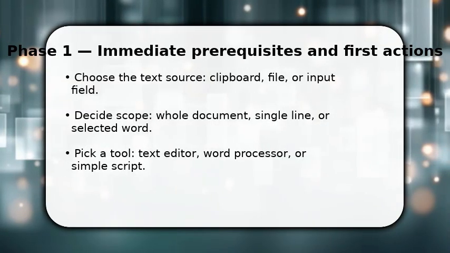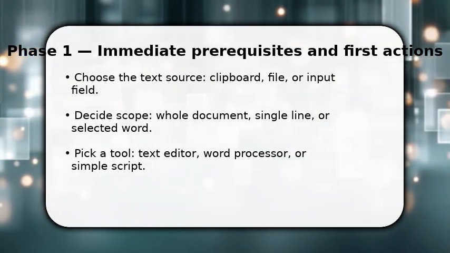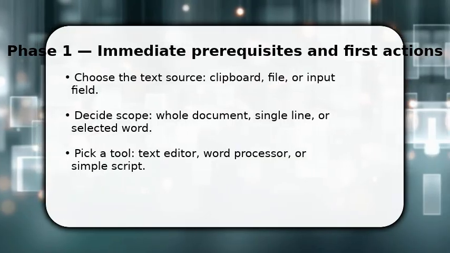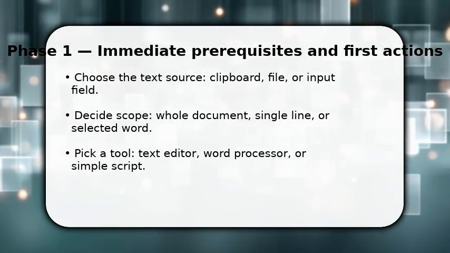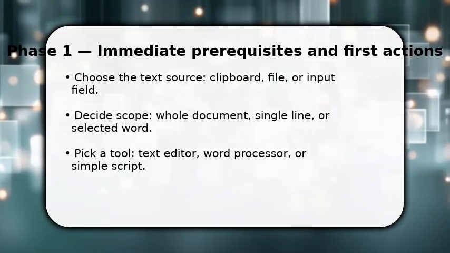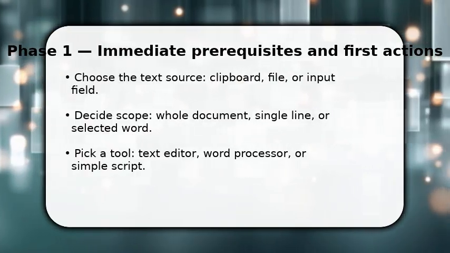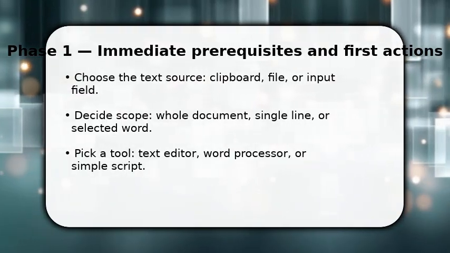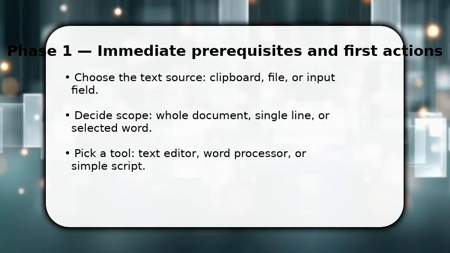You begin by selecting the text you want to change. Make sure you know the source and scope. Once chosen, decide why you need letters joined: readability, formatting, or a specific data format. Next, pick a tool: a text editor for quick fixes, a word processor for complex docs, or a tiny script if you repeat this often.